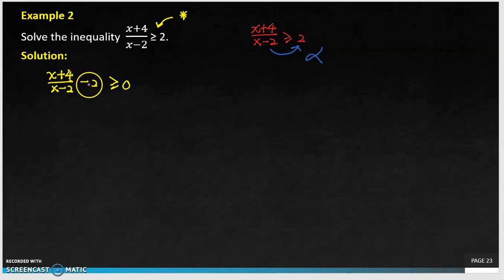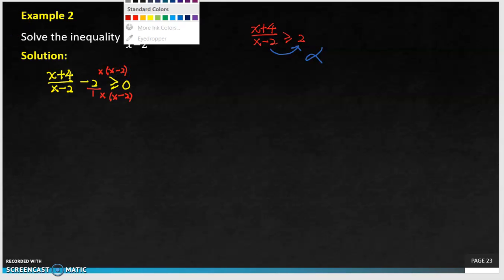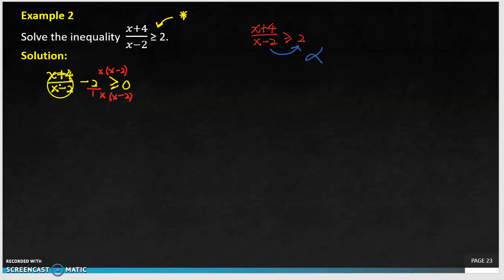Next, like the previous example, we try to equate the denominator. From here, I will multiply the 2 by x minus 2 in the numerator. We try to simplify and combine to become one fraction. So here is (x plus 4) over (x minus 2). For the denominator, we will have x minus 2, whereas the numerator will become 2 times (x minus 2), which is greater or equals to 0.